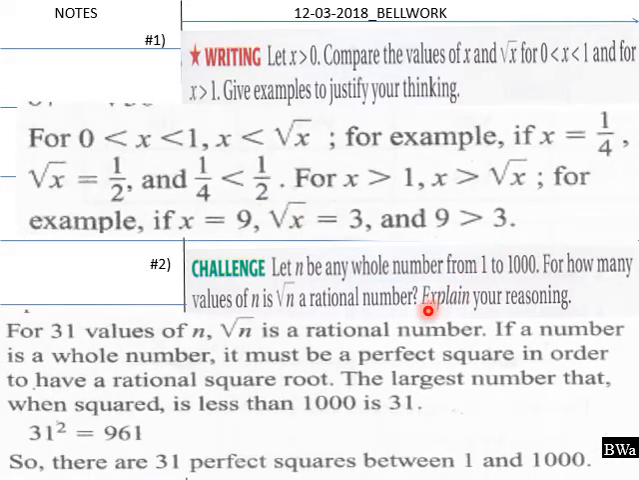And then down here, for 31 values of n, square root of n is a rational number. If a number is a whole number, it must be a perfect square in order to have a rational square root. The largest number that, when squared, is less than 1,000 would be 31. So 31 squared is this. So there are 31 perfect squares. I mean, that'd be kind of a trick response to that.